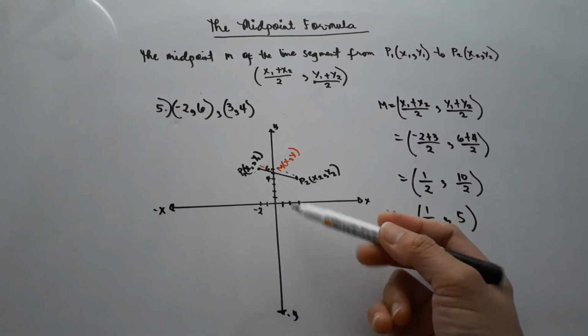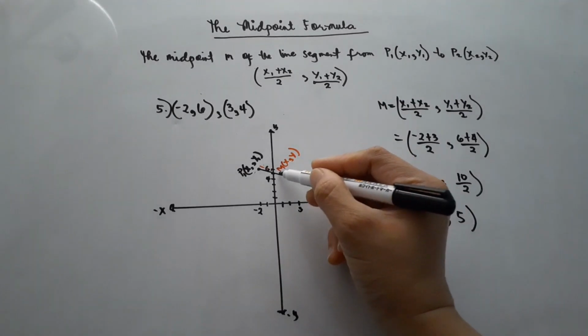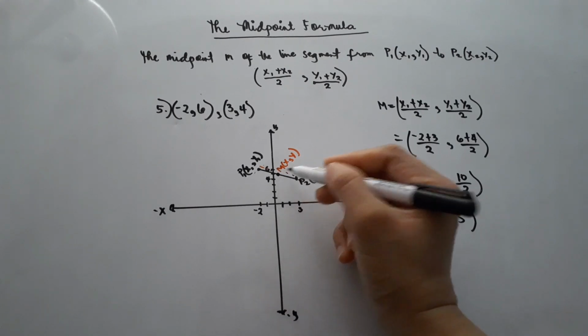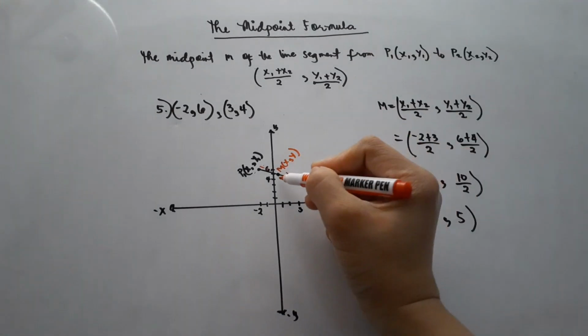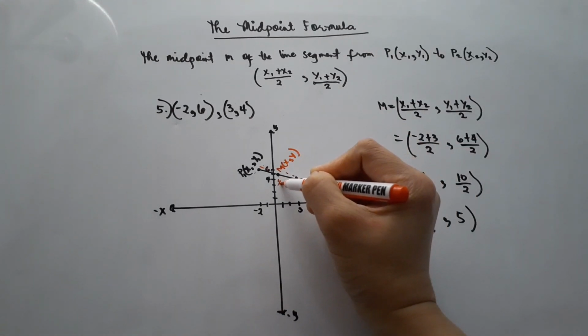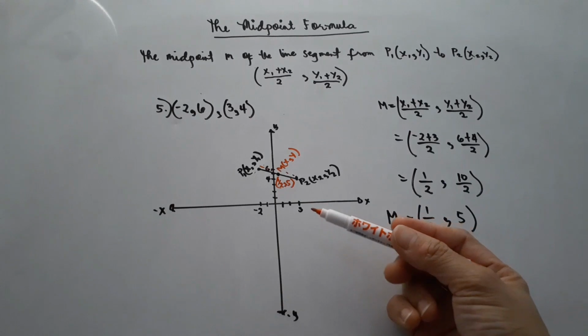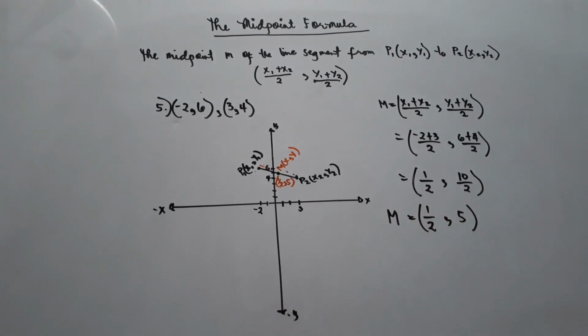So our midpoint here is 0.5 or 1/2 going to positive 5. So these are our midpoints, we have 1/2 and 5. So this is how we can solve for the midpoint using the midpoint formula.